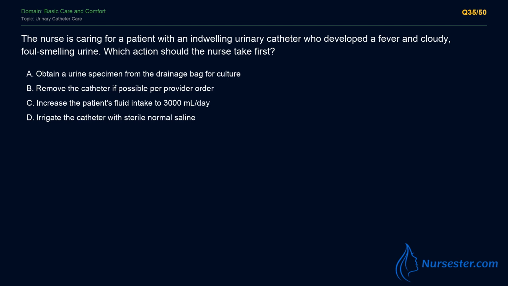Question 35. The nurse is caring for a patient with an indwelling urinary catheter who developed a fever and cloudy, foul-smelling urine. Which action should the nurse take first? Option A. Obtain a urine specimen from the drainage bag for culture. Option B. Remove the catheter if possible per provider order. Option C. Increase the patient's fluid intake to 3,000 milliliters per day. Option D. Irrigate the catheter with sterile normal saline.